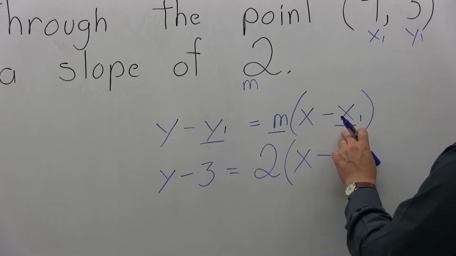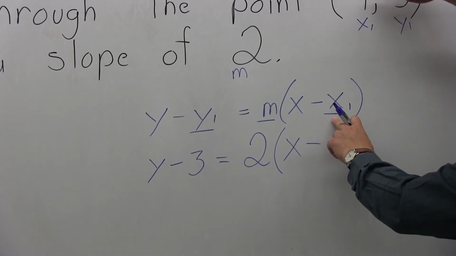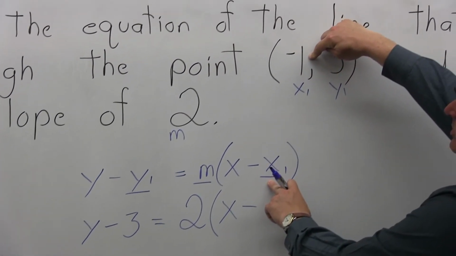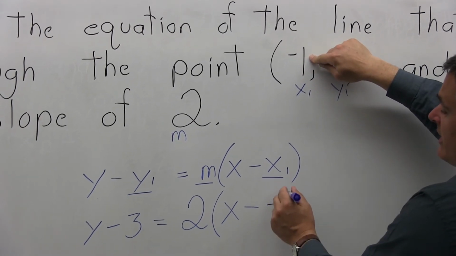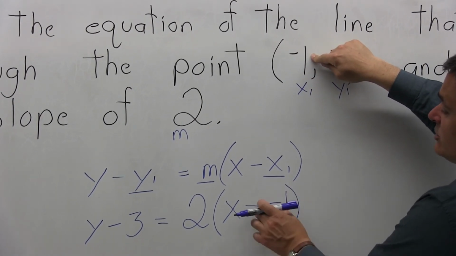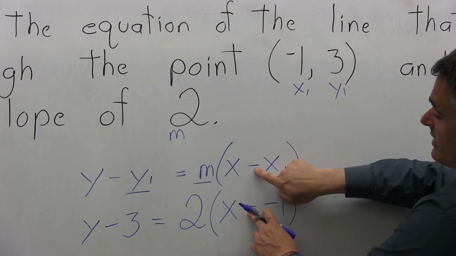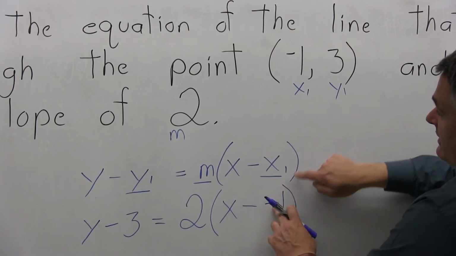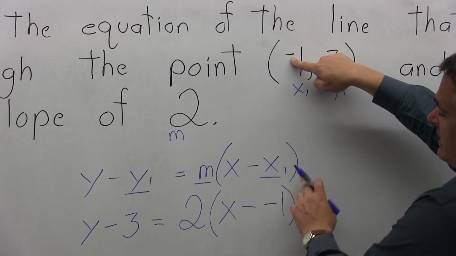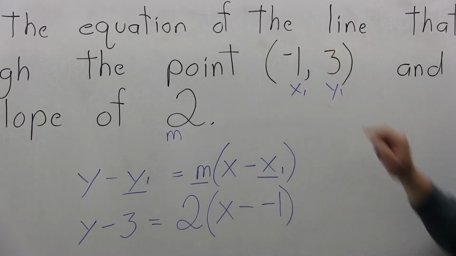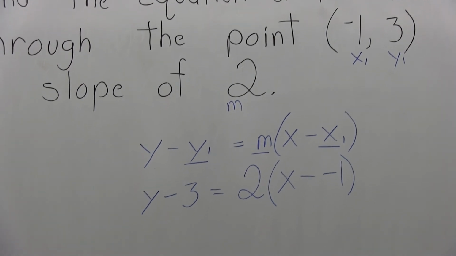So we have to find the number value for it. But from our given point of -1, 3, the x1 is the x-coordinate of -1. Now again, pay attention to the negatives. There are two negatives here. One negative coming from the formula. The other negative coming from the given point being negative. And I filled in that other parenthesis. Now that is the equation of the line.